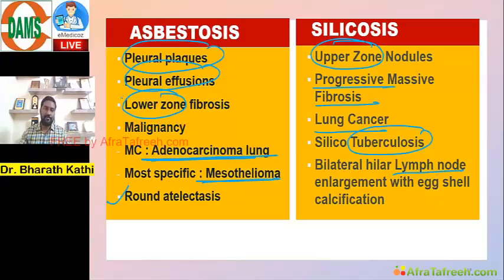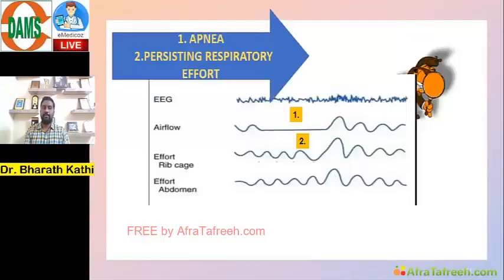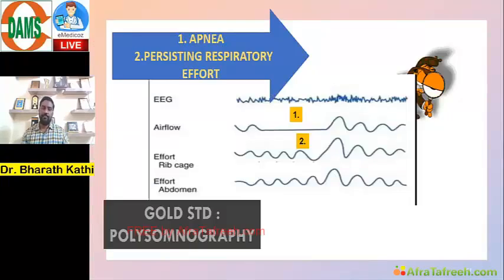So asbestosis, mostly lower zone predominant disease. Silicosis, upper zone. They can give you a clinical history. So according to that, you should find out whether it is asbestosis-like or silicosis-like. And obstructive sleep apnea. So on the polysomnography, you can notice apnea, no airflow, but respiratory effort is present.